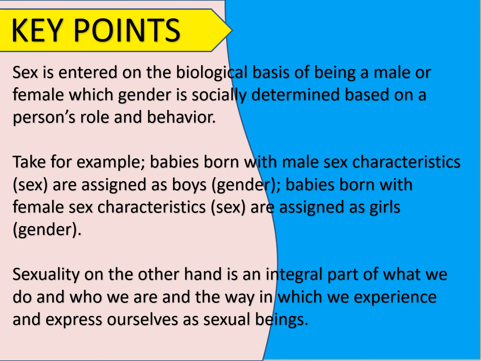Key points. Sex is centered on the biological basis of being a male or female, while gender is socially determined based on the person's role and behavior. Take for example, babies born with male sex characteristics are designated as boys. Babies born with female characteristics are assigned as girls. Sexuality, on the other hand, is an integral part of what we do and who we are and the way in which we experience and express ourselves as sexual beings.